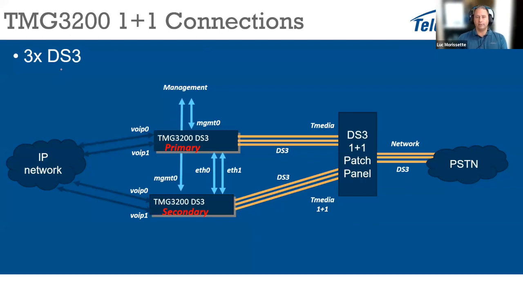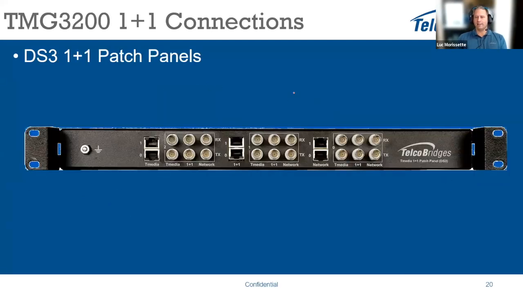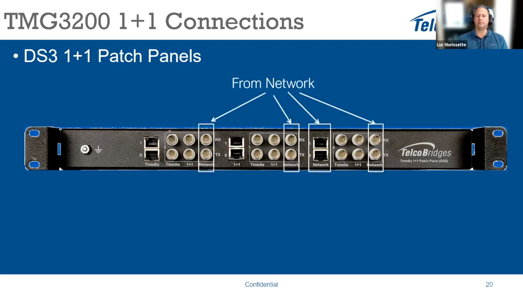For the DS3, it's exactly the same thing on the IP network. Everything else here is exactly the same as the previous slide, except here you will have a DS3 1+1 patch panel, and you will have your up to 3 DS3 connections connecting to that patch panel, and your 3 DS3 going to the network. If you look at the DS3 1+1 patch panel, slightly different than the one before, because these are coaxial type cables here.